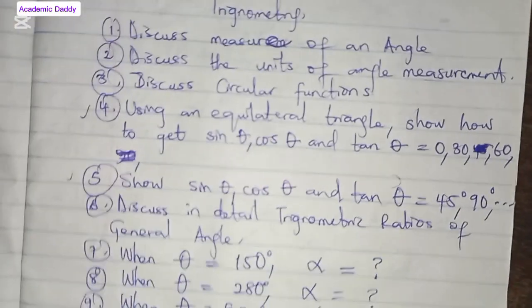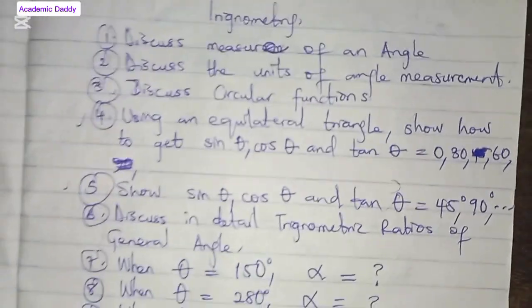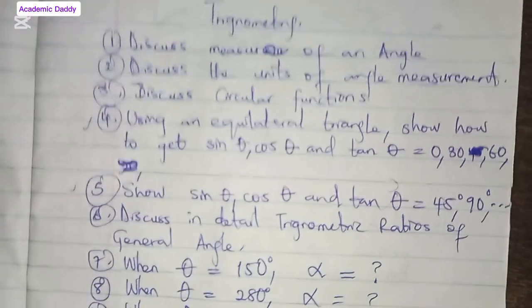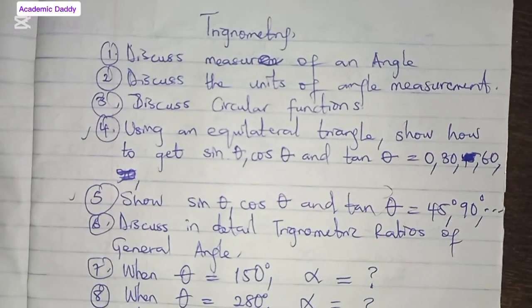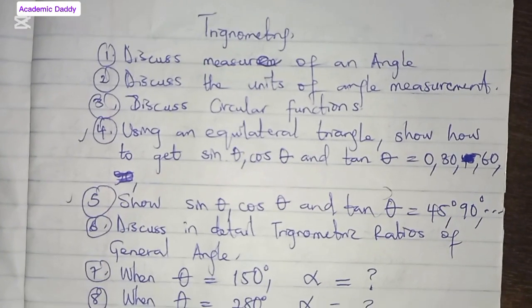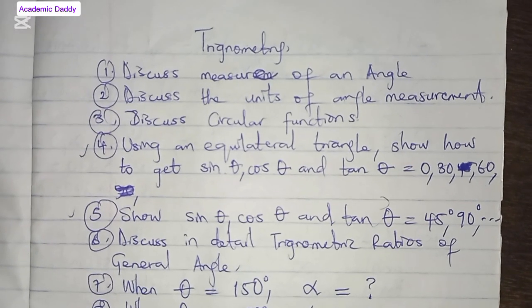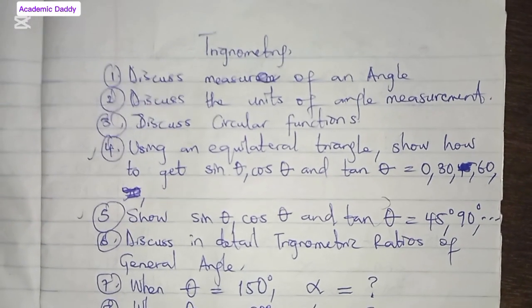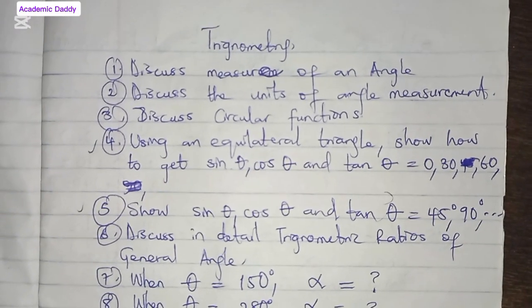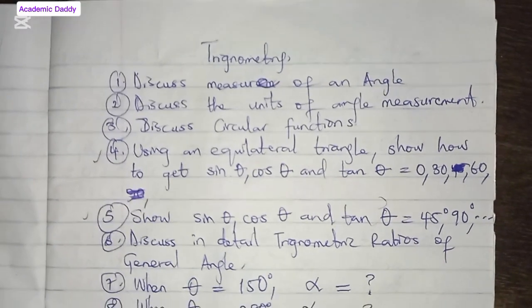So the next class will be on the units of angle measurements, how to convert from radians to degrees, degrees to radians, and then how to know when you are using pi divided by 6 going around, or pi divided by 4 going around. So that will be our next class.